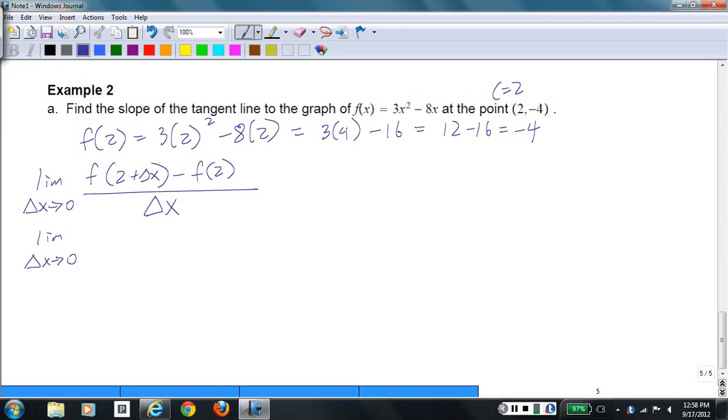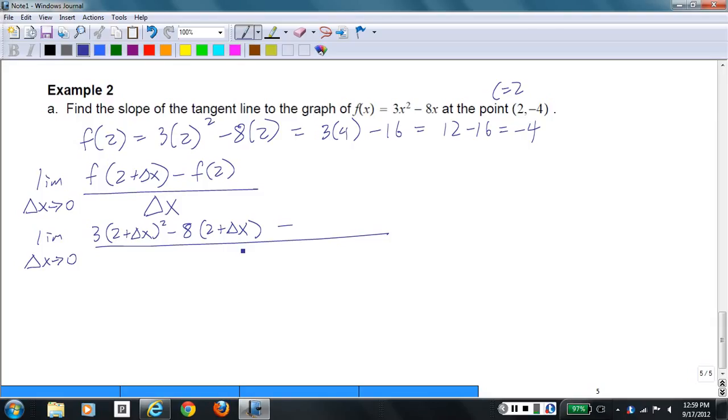To evaluate f of 2 plus delta x, we need to substitute 2 plus delta x for x in both of the places in this quadratic expression where there's an x. So there's a 3 times an x squared, and there's an 8 times an x. And 2 plus delta x has to be substituted into each of these sets of parentheses. So we put it there, 2 plus delta x there, 2 plus delta x right there.